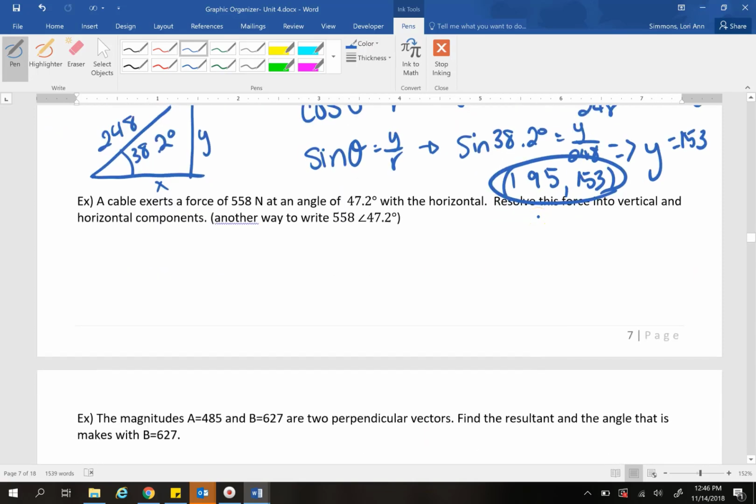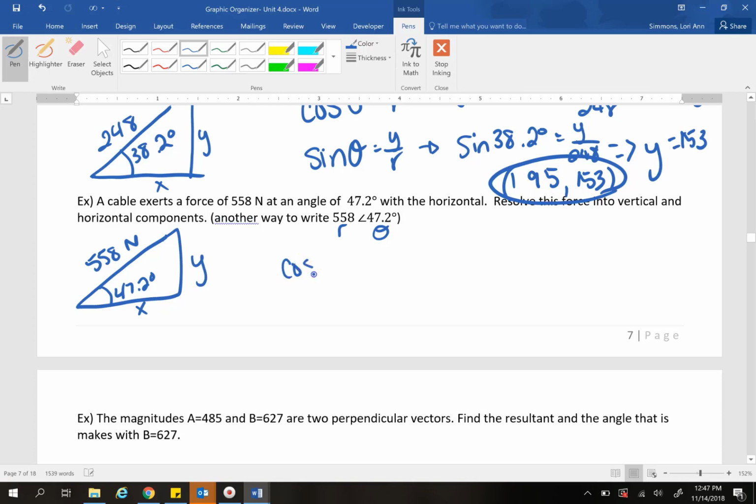We have a cable that has a force of 558 newtons at an angle of 47.2 with the horizontal. Resolve this force into vertical and horizontal components. So this question is basically asking what the question up above says. Vertical and horizontal are your y and x components. This 558 is your r, and this is your theta. So if you want a visual, this is 558 newtons. This is 47.2 degrees. We're looking for this x and this y.